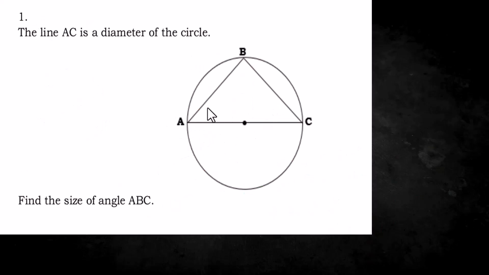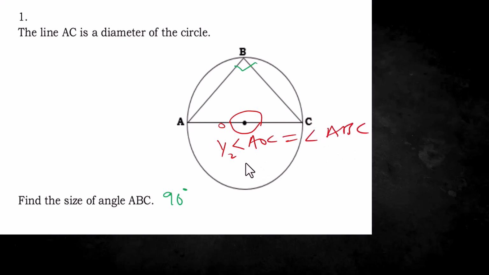All right. The line AC is a diameter. Find the size of angle ABC. Now, if AC is a diameter, it means the angle that subtends the circumference here is 90 degrees. So angle ABC is 90. Okay. Now the proof is very simple. Now this side is 180, and if I close it to be 360, and half of, so let me call this side O. Half of angle AOC will be angle ABC. So half of 180 is 90. So this side is 90. Simple as that.